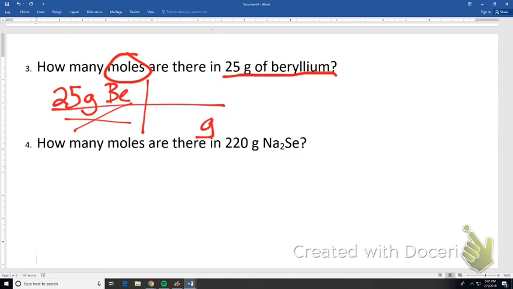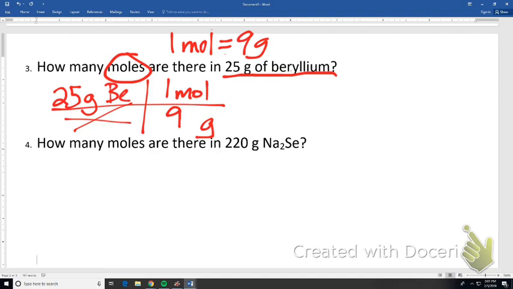Then, since we just said grams are related to moles, 1 mole goes on top. And then the molar mass of beryllium goes on bottom, which is about 9. So I have 25, 1 mole over 9. That's that equality: 1 mole equals 9 grams. All I did was rewrite it into here. Isn't that cool? So, how to solve.